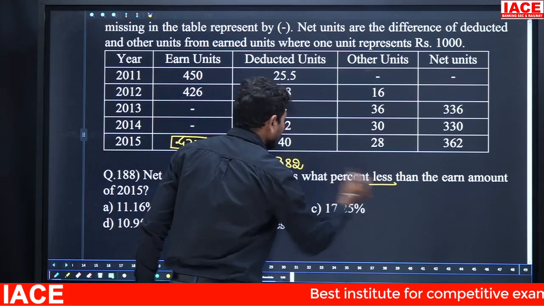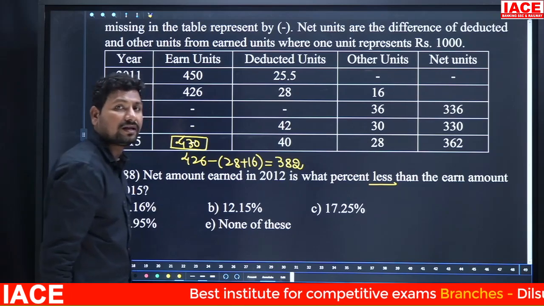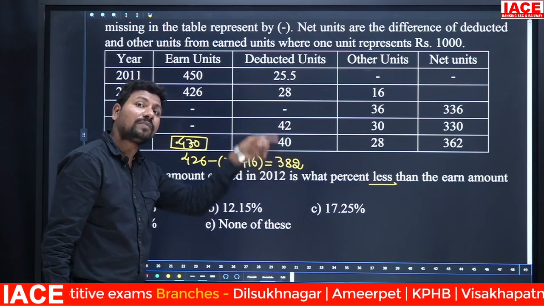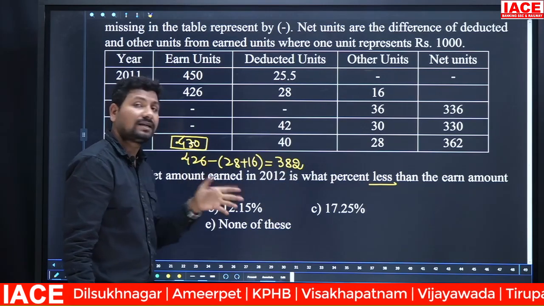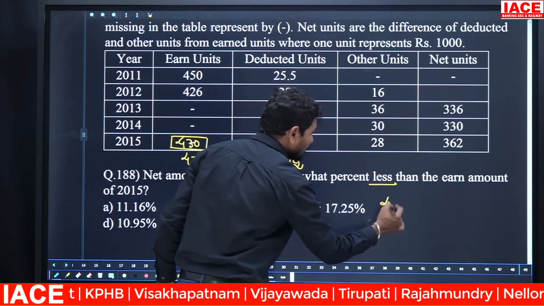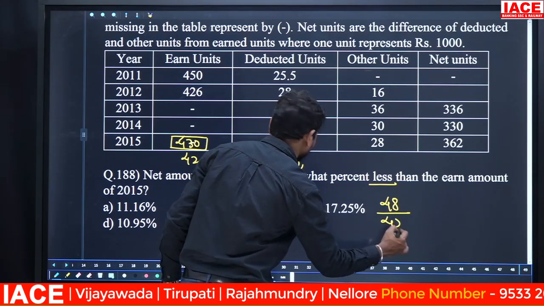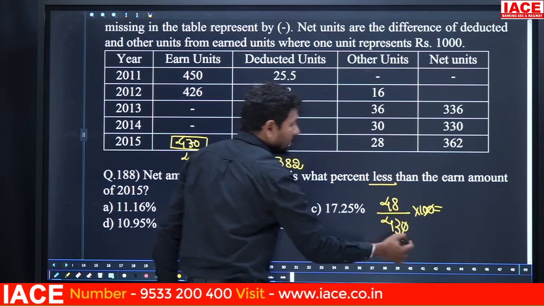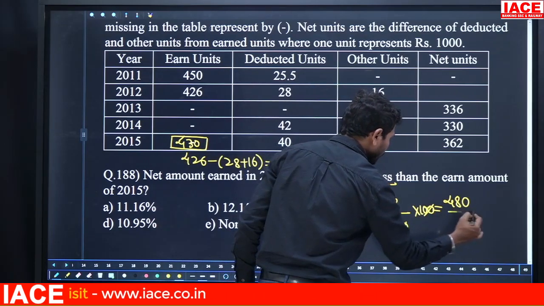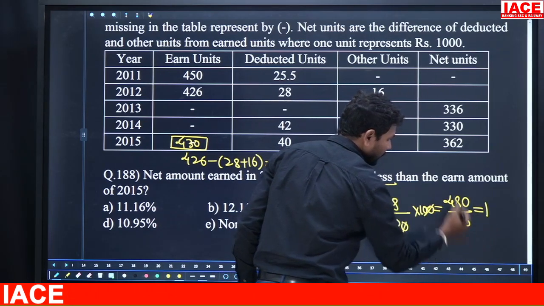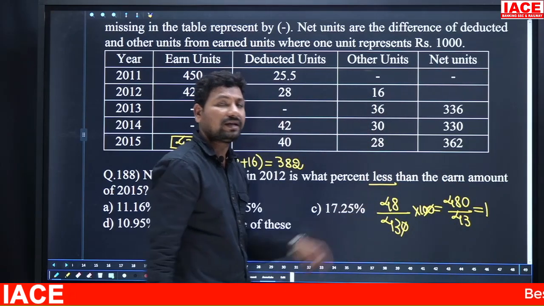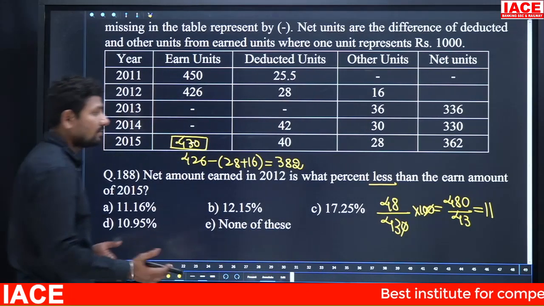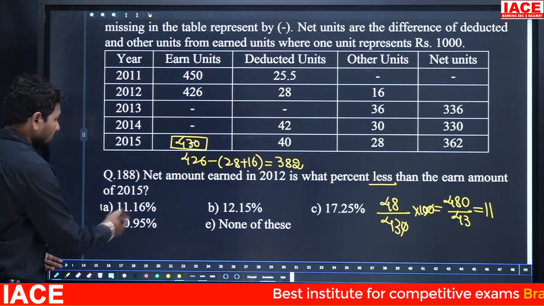Net amount earned in 2012 is what percentage less? Clearly, 382 is less than 430. How much less? It is 18 less to make 400. Then 18 plus 30, it is how much? 48. 48 is less compared to 430. We need percentage, multiply with 100. Here 0 0 cancel. 48 into 10, 480. 480 by 43. 43 ones are 43. Remaining is 50. 43 ones are 43. That means you will get approximately 11 percent. Answer is Option A.